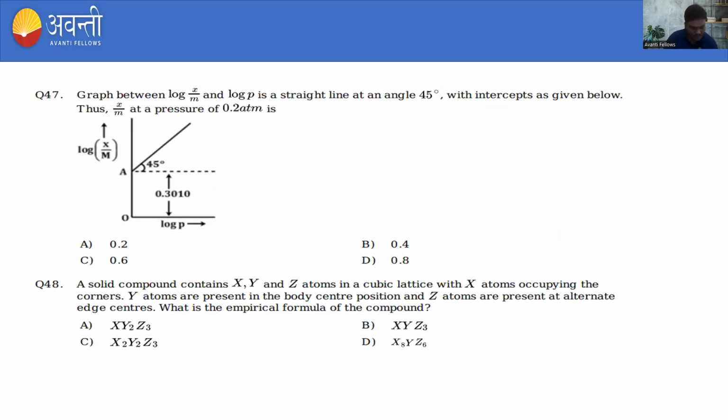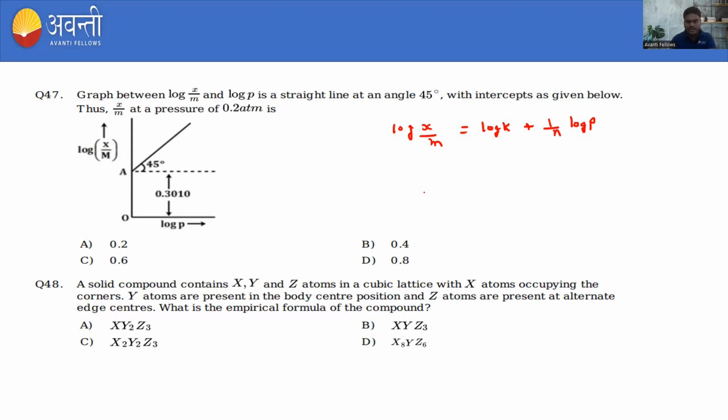Now, move to the next question. That is question number 47. So this question is a numerical based question, and this is from the adsorption chapter, right? According to the Freundlich adsorption isotherm curve. So we know the formula for this. What is the formula we know? That is log x/m is equal to log k plus 1/n log p. So log x/m is equal to log k plus 1/n log p.